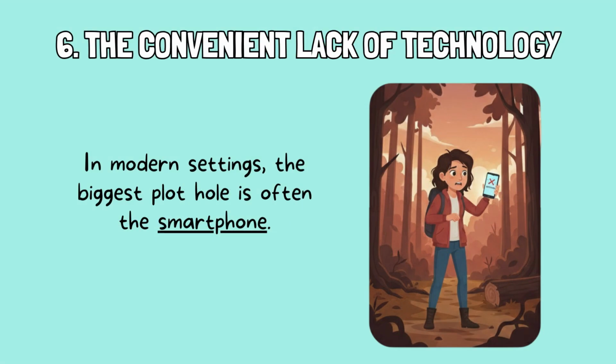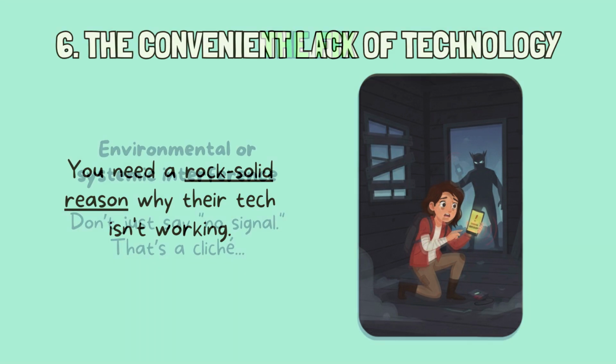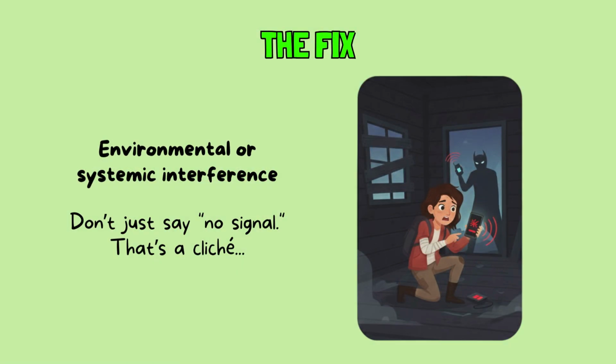Number 6, the convenient lack of technology. In modern settings, the biggest plot hole is often the smartphone. If your entire plot relies on a character being lost or unable to call for help, you need a rock-solid reason why their tech isn't working. The fix: environmental or systemic interference. Don't just say no signal, that's a cliche. Have the battery die because they were using the GPS too much in the cold.